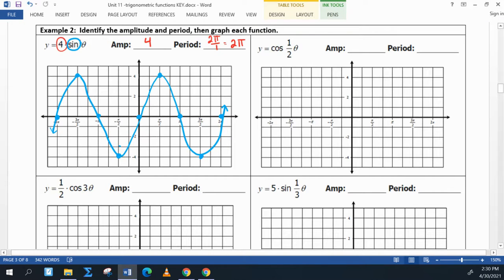This time my amplitude is 1. Can you see that invisible 1 that's in front of my cosine? So there's my amplitude. The period is 2 pi divided by b, which is 1/2. But again, when you divide by a fraction, you just multiply by the reciprocal, or 2/1, and that'll go to 4 pi. Now, notice that there's no 4 pi on here.